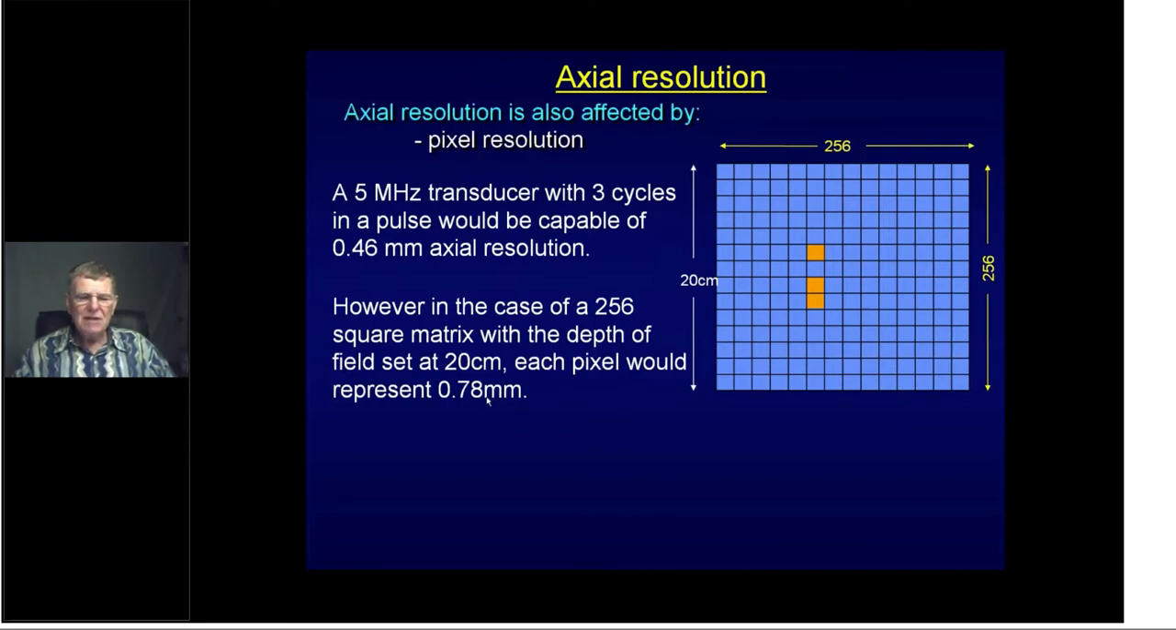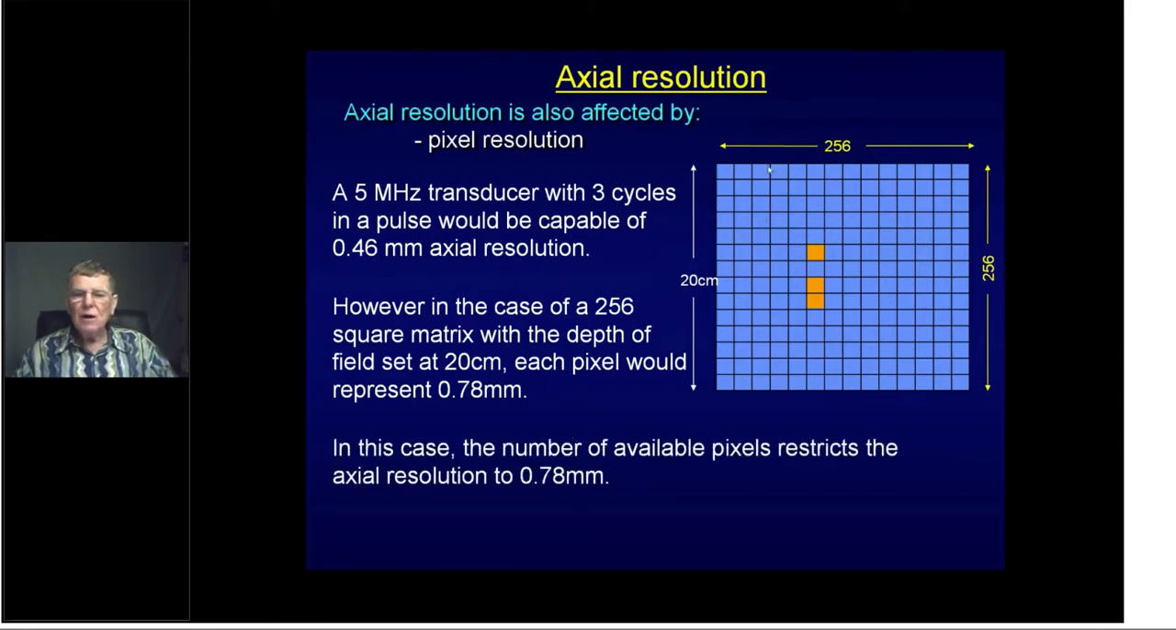Now, 0.78 of a millimetre is worse than the theoretical possible resolution of that machine. Therefore, this image memory would restrict your axial resolution to 0.78 of a millimetre. You wouldn't be able to get any better than that, even with a higher frequency transducer.